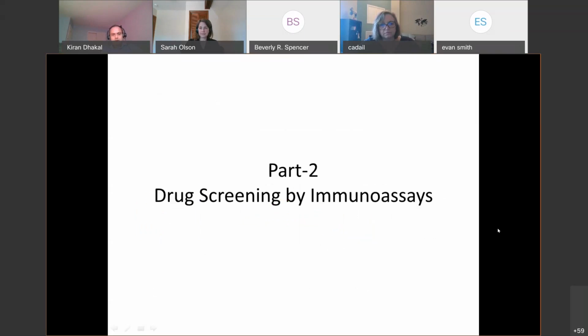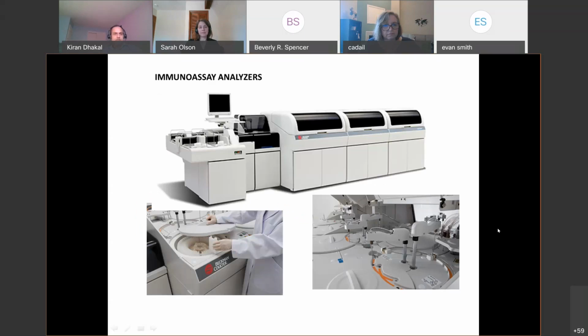Welcome to my second part. I'm going to present the drug screening by immunoassays. And now I'm taking you to the lab. This is what the immunoassay analyzer looks like.